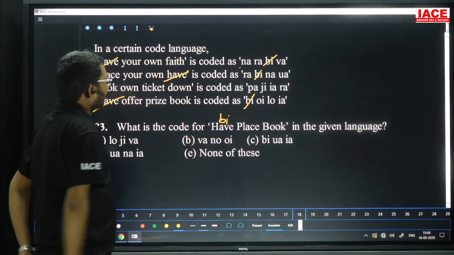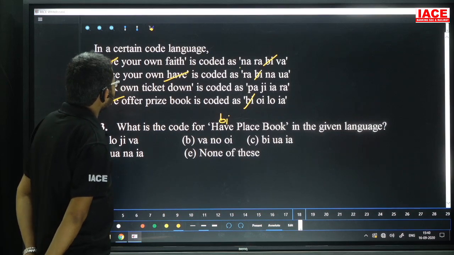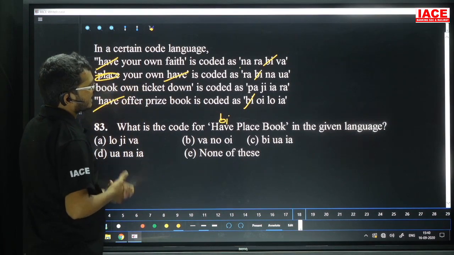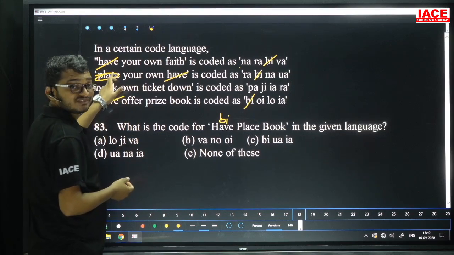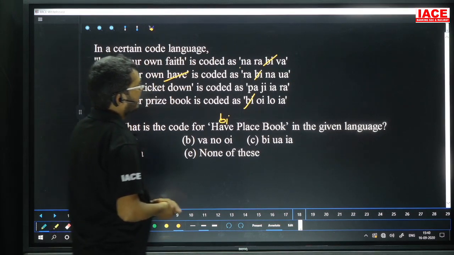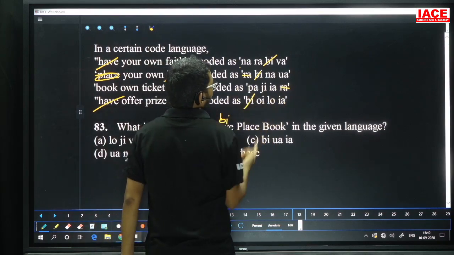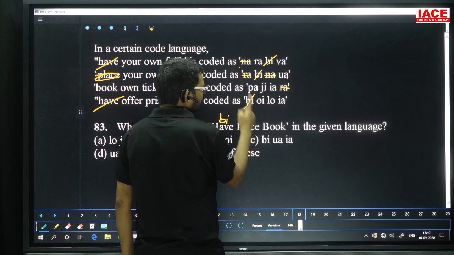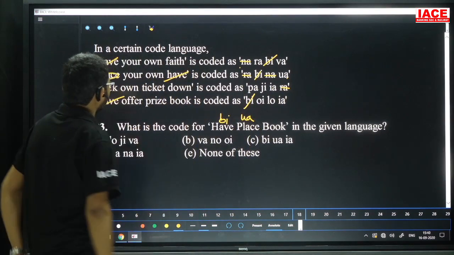Next one, place. Check in which lines place is present. Here we are having place. In the remaining lines place is not there. So the only information is place, so only one code. Common code RA eliminated, NA eliminated. That means here UA. So what is the code for place? UA.